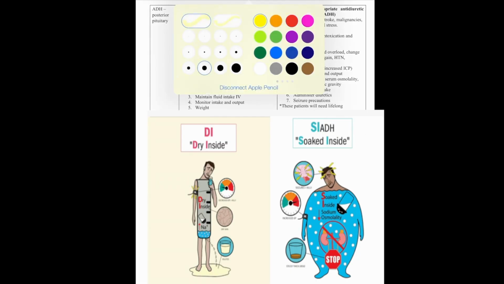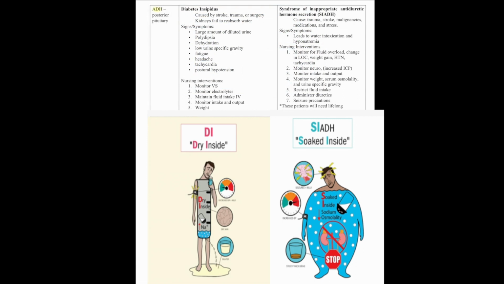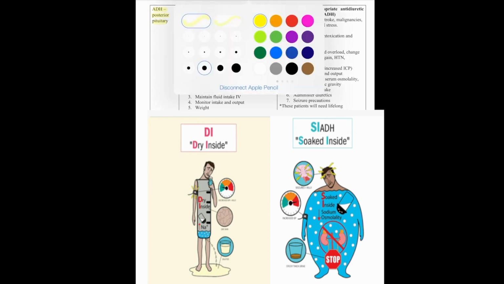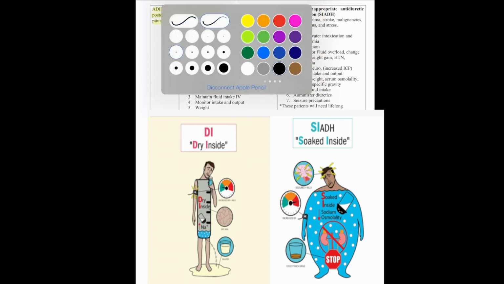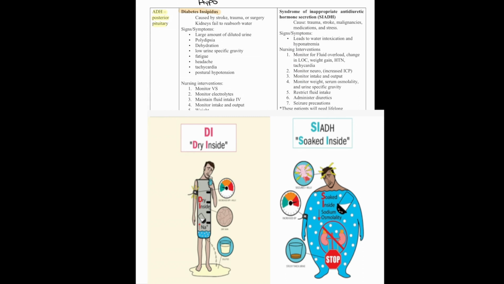All right, so now when we talk about the hormone ADH, the posterior pituitary is the endocrine gland involved. What we're going to see is diabetes insipidus if it's low. So again, let's just add hypo and hyper so we can see it. All right, so if it's low, we have diabetes insipidus. This is caused by stroke, trauma, and surgery. This is when the kidneys fail to reabsorb water.